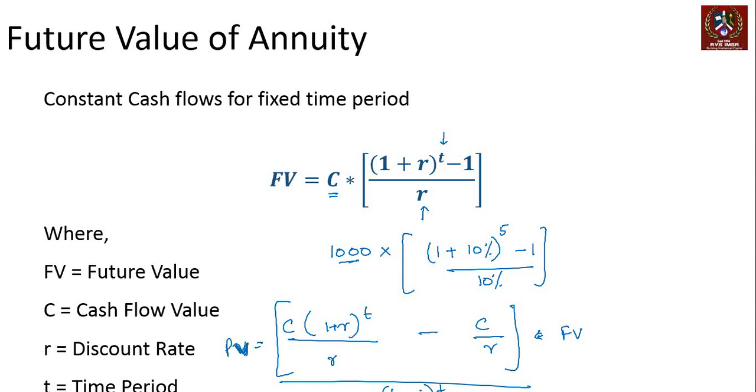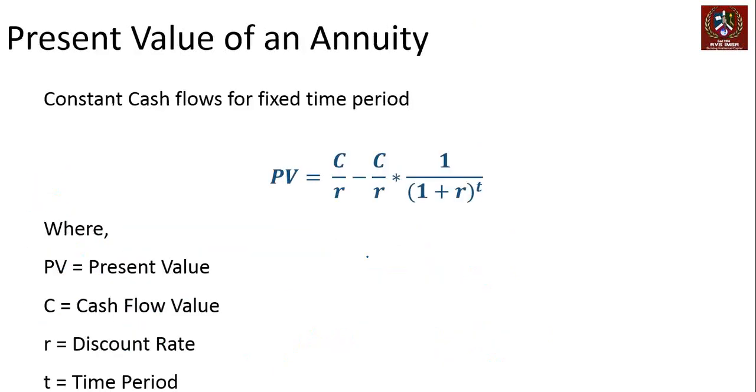So if you do that, this 1 plus R and 1 plus R will cancel each other, and you'll get a 1 plus R raised to the power T in the denominator here, which will transform your present value equation to something like this. Note carefully, this equation is nothing but dividing the future value equation by 1 plus R to the power T. So what you get is effectively C by R, where C is the cash flow value, times 1 minus 1 by 1 plus R to the power T. That's the present value of an annuity.